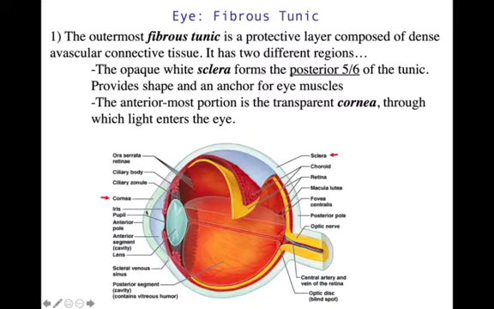Number two, it transmits light. Light is able to pass through it since it's clear. And three, it bends light. Fancy word for bend means that it refracts light. So light bends or refracts as it passes through your cornea. So number one, it protects the eye. Number two, it transmits light. Number three, it bends light. So that makes up your outermost fibrous tunic: the sclera, posterior 5/6, and the cornea, the anterior 1/6.